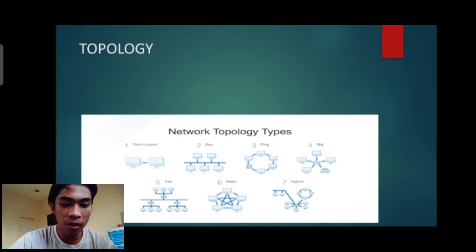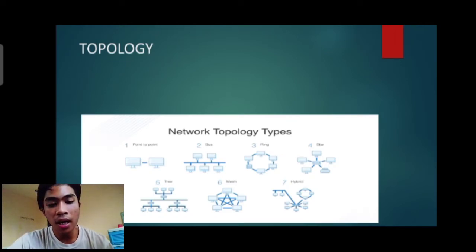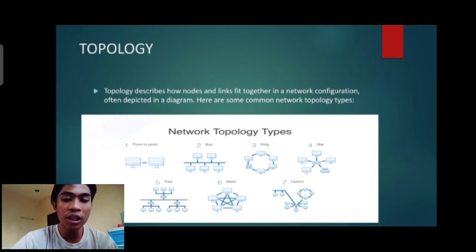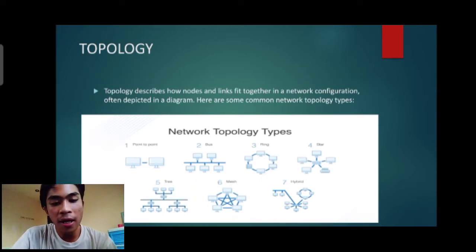Network topology, or in other terms, network topologies. Here are 7 examples of how computers are connected to one another. That's what we call topology, the ways computers are connected to each other in a network. Topology describes how nodes and links fit together in a network configuration, often depicted in a diagram. And here are some common network topology types.